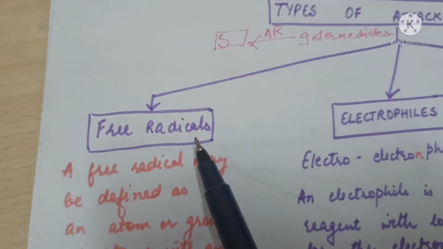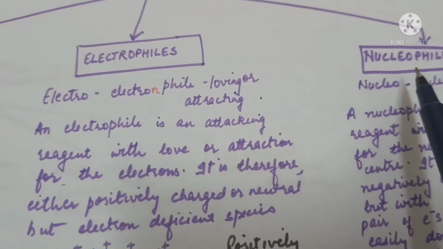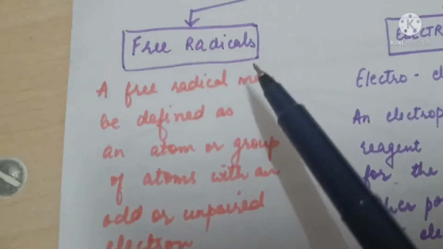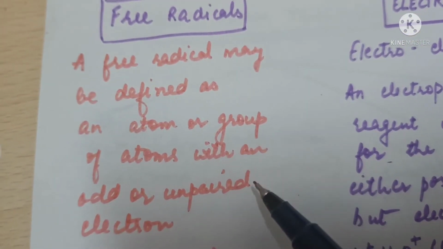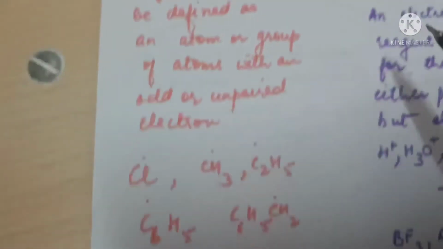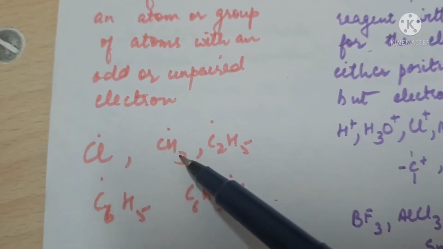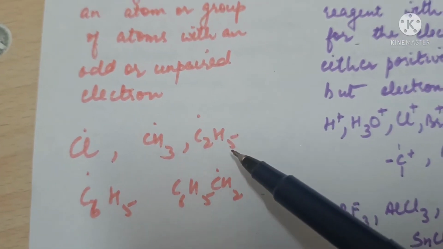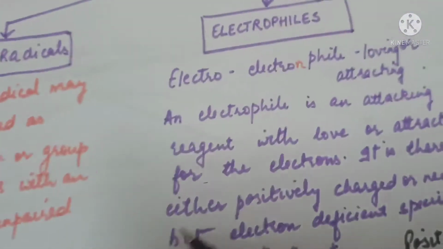Attacking reagents are free radicals, electrophiles and nucleophiles. A free radical may be defined as an atom or group of atoms with an odd or unpaired electron. For example, chlorine free radical, methyl free radical, ethyl free radical, phenyl free radical and benzyl free radical.